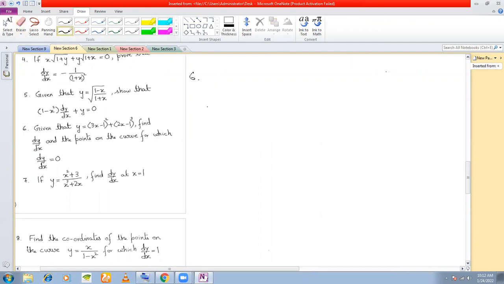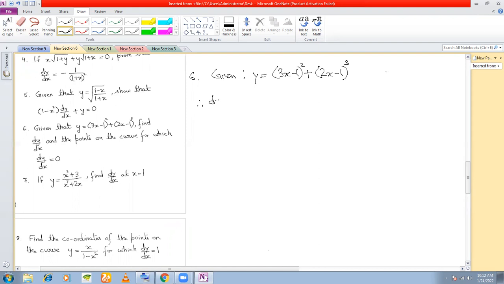The question is: given that y is equal to (3x minus 1) whole square plus (2x minus 1) whole cube, find dy/dx and the points on the curve for which dy/dx is equal to 0. So let's write here first, given y is equal to (3x minus 1) whole square plus (2x minus 1) whole cube. We first need to find out dy/dx.